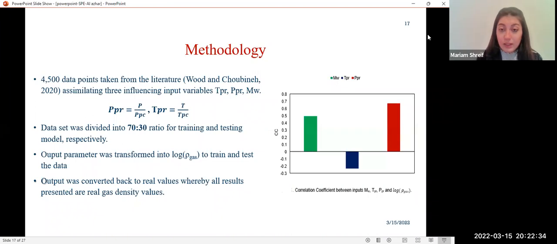As we can see, we have a negative correlation between the pseudo-reduced temperature and the output variable, which is the log gas density. We had a positive correlation between the molecular weight and the output variable. Similarly, we have a positive correlation between the pseudo-reduced pressure and the output variable.